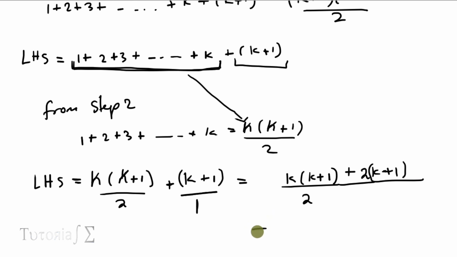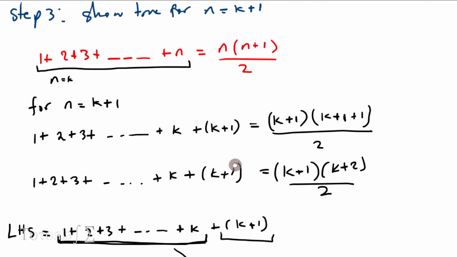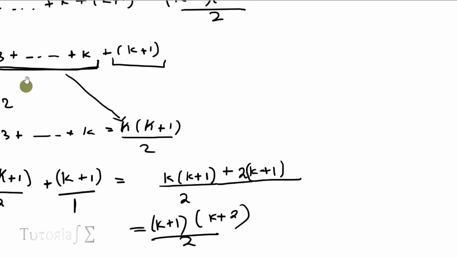Then we see that we can factor out the k plus 1. So we factor out k plus 1 on top here. See that we factor out k plus 1. We're going to remain with k plus 2 all over 2. And this is actually equal to the right hand side. So this is the right hand side. So we just say equal to right hand side. Okay, so meaning that we've showed that left hand side is equal to right hand side.